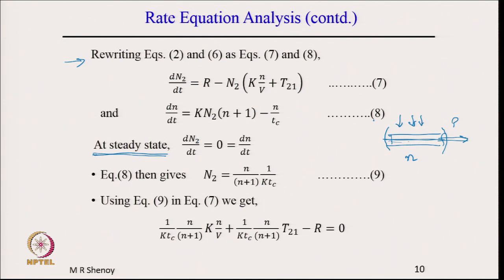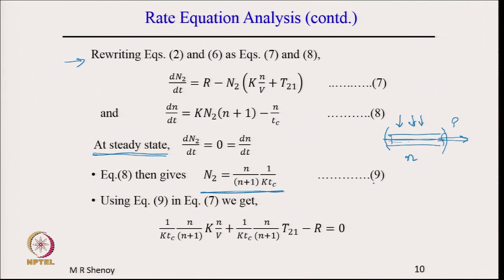And then equation 8, if we put this equal to 0, we immediately get N2 is equal to n by n plus 1 into 1 by kTc. Note that n is usually a very large number and therefore, this is approximately equal to 1 by kTc.